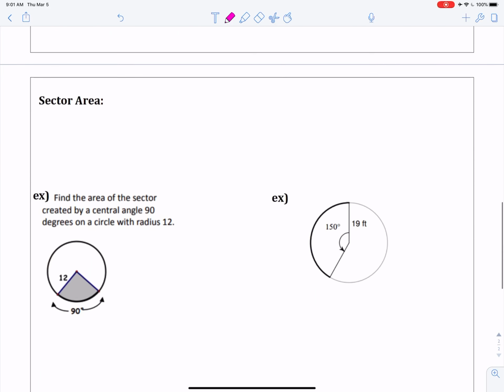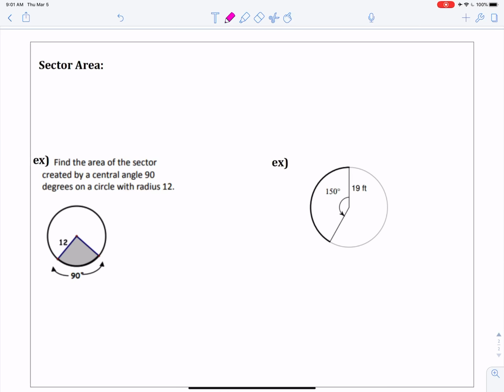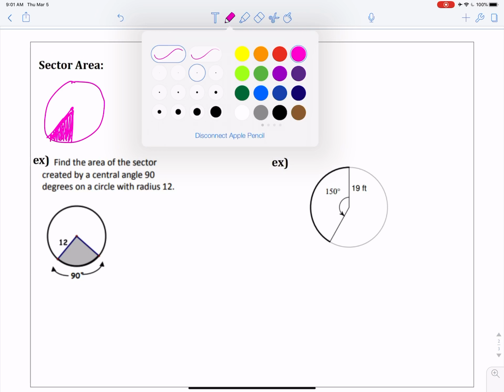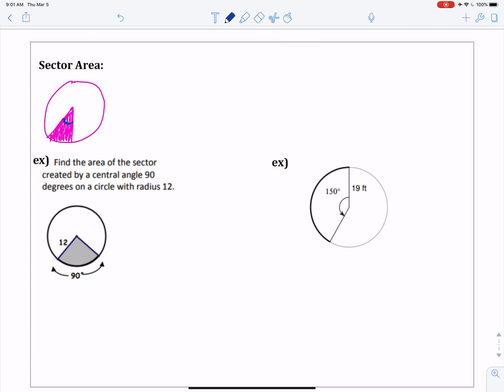The second part, we're going to talk about sector area. That is a portion of the circle. So if you have your circle, they're only going to ask you for this shaded region, or the area of this shaded region. So you would have to know the measure here or the measure of this arc here, since those are the same because it's a central angle.